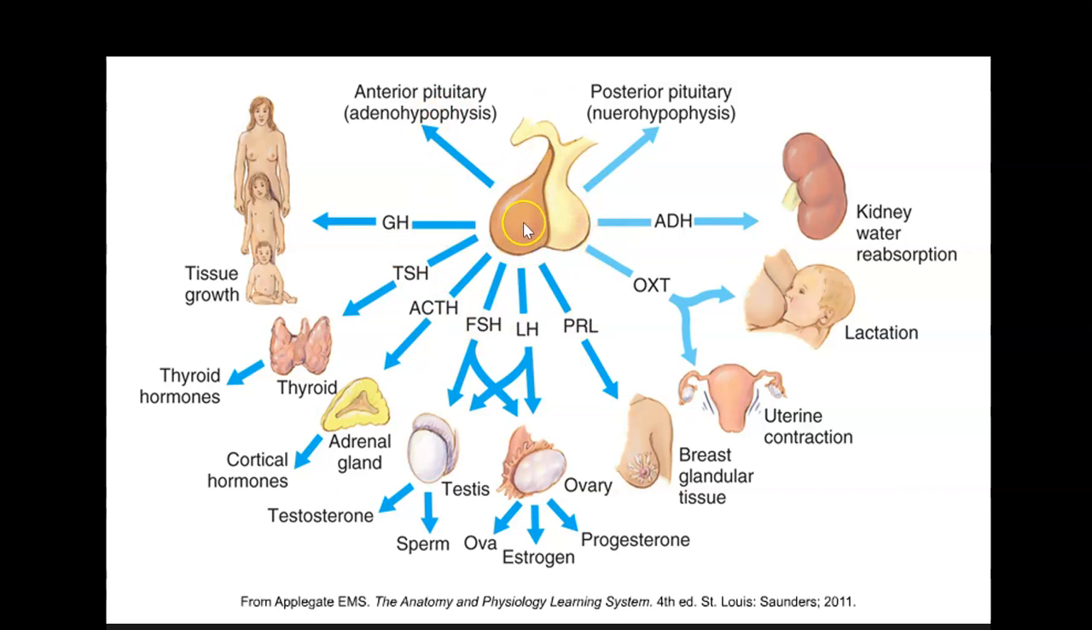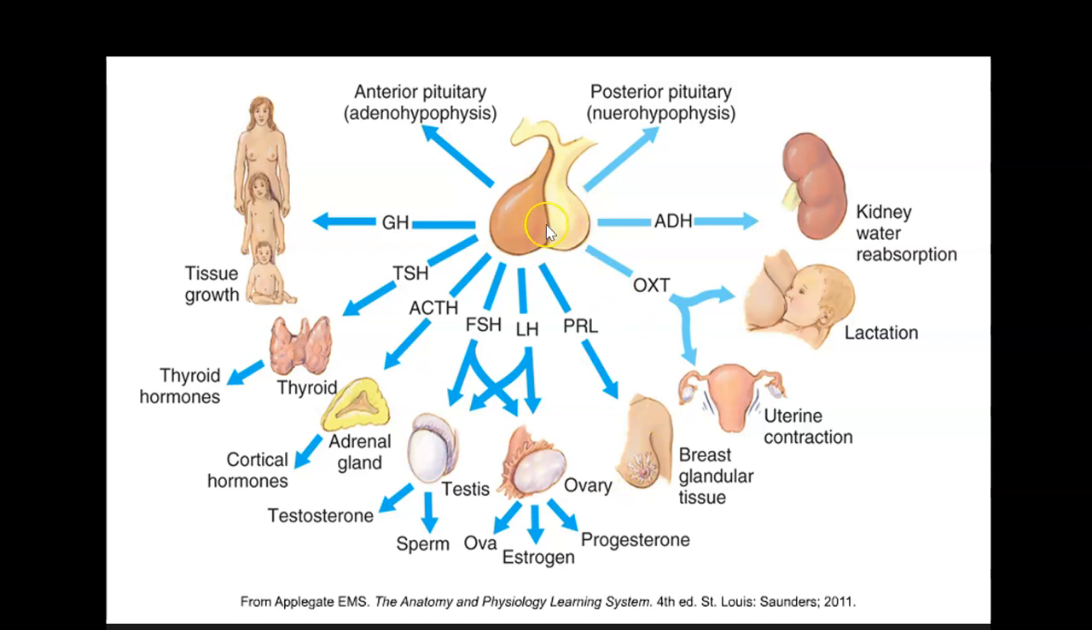Okay, so here's a quick recap of what's produced by the HPA: the hypothalamus, pituitary, and we have anterior and posterior. HPA is stress, we'll get back to that. Anterior pituitary, again: growth hormone for tissue growth. It produces TSH that stimulates the thyroid to make thyroid hormones. It produces ACTH, adrenocorticotropic hormone, that goes to the adrenal gland. So we go to the adrenal cortex, which is here, and we get the cortical hormones that are produced. We're going to get back to that in a little bit. Then we have FSH and LH, which both stimulate the testes and the ovaries for various reproductive functions. PRL is prolactin and stimulates the breasts and glandular tissues to produce milk.